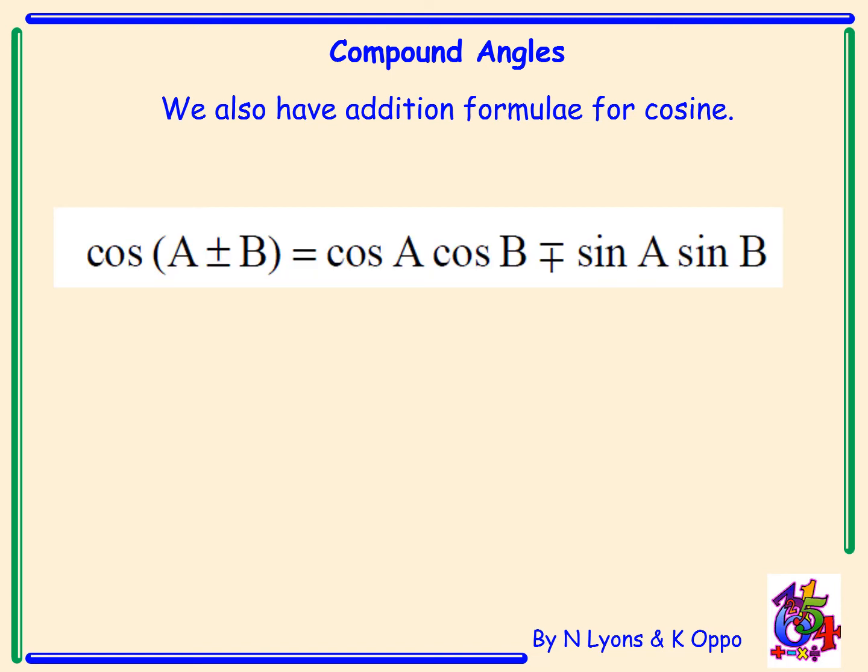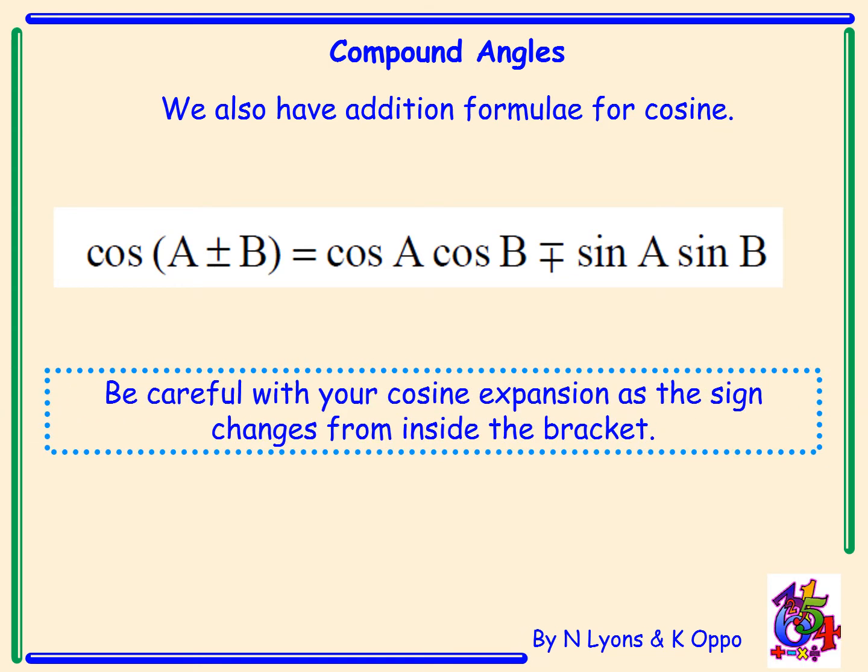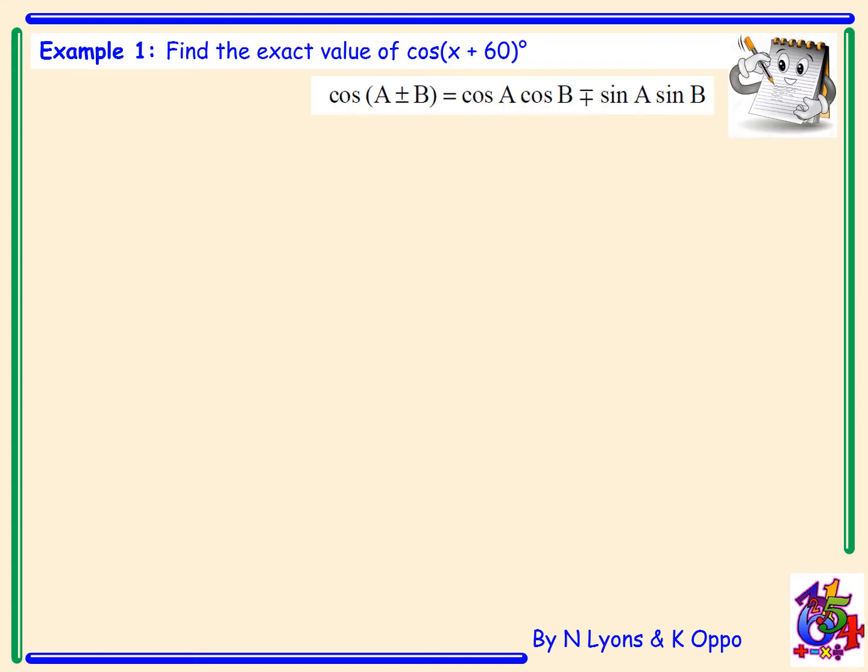So cos of A plus B is cos A cos B but minus sin A sin B. So the sign changes from inside the bracket to outside the bracket, so please be aware of that. And cos of A minus B is cos A cos B plus sin A sin B. So be very careful with your sign for cosine.